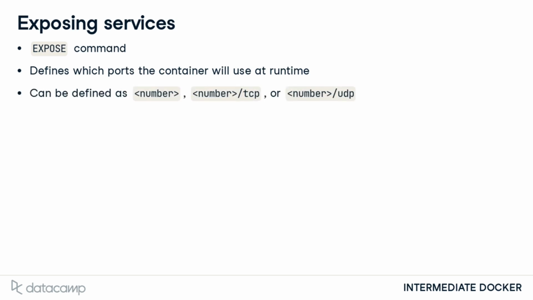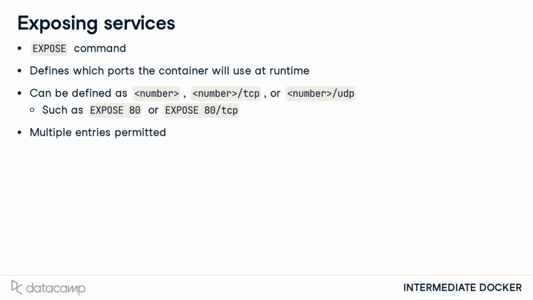Each EXPOSE line should include a number for the port to use, and optionally /TCP or /UDP, such as EXPOSE 80 or EXPOSE 80/TCP. Note that the protocol defaults to TCP if we do not define a protocol manually. We can also have multiple EXPOSE entries per Dockerfile if multiple ports or protocols are required.